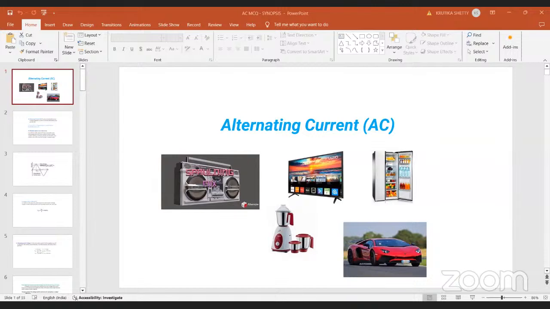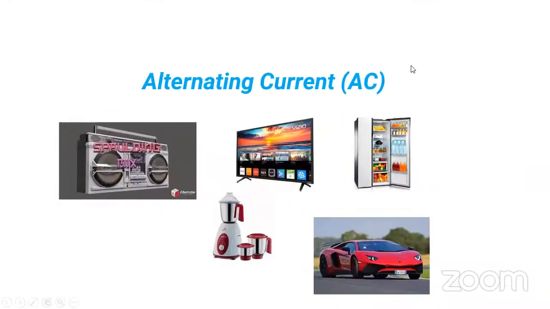Yes, students, today we are discussing alternating current. Here you can see some pictures of alternating current. It is obvious that by using alternating current we are able to run these devices in our day-to-day life. Alternating current is very important in our day-to-day life, because whatever electronic gadgets we are using in the home run on the AC source.